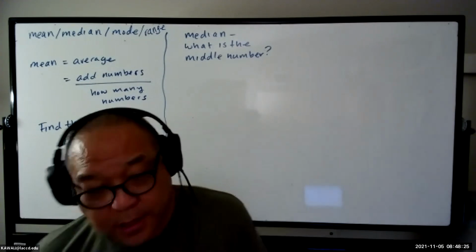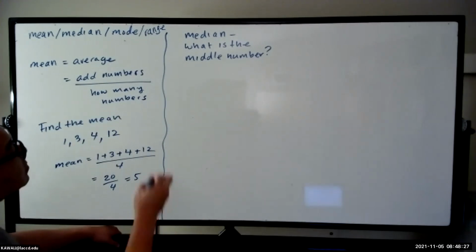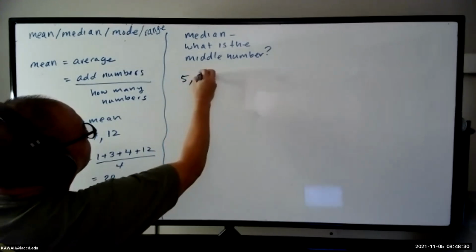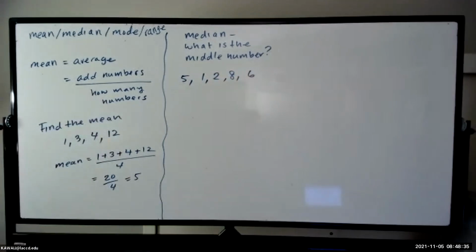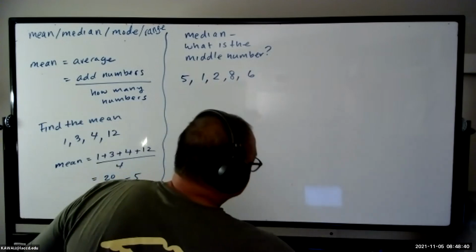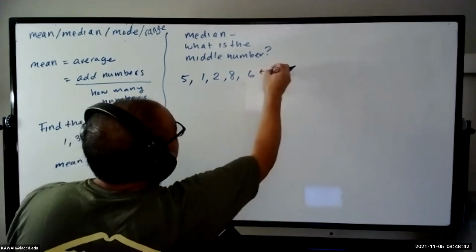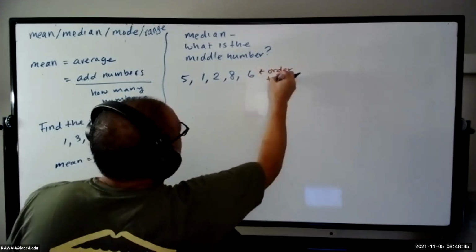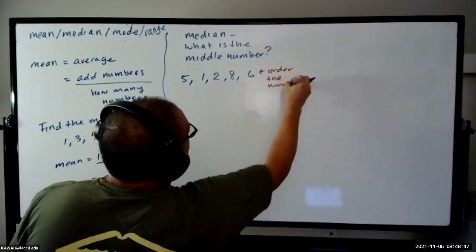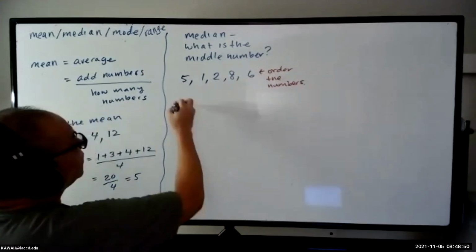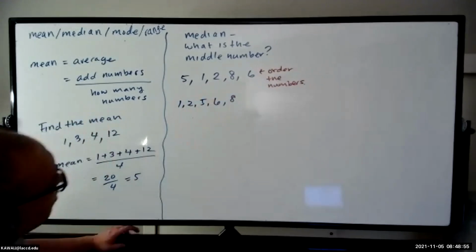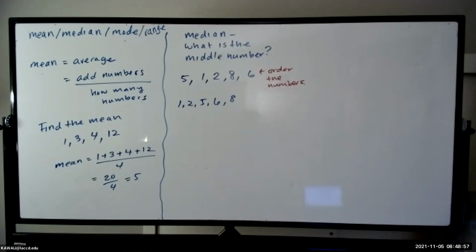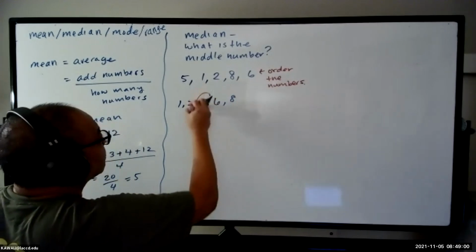So when we ask, what is the middle number? Let's say I have 5, 1, 2, 8, 6. When we say middle number, we first have to order the numbers. So we have 1, 2, 5, 6, and then 8. And you say, what's the middle number? Boom, right here.